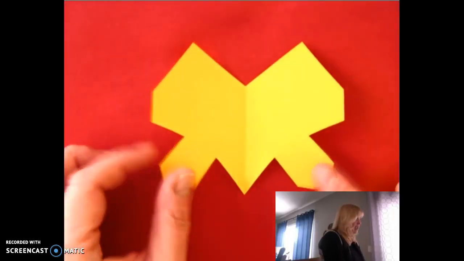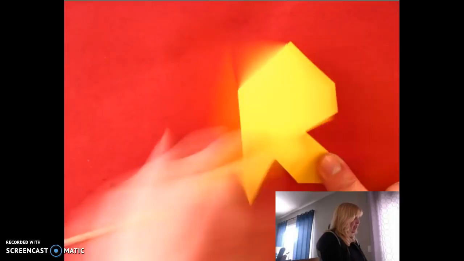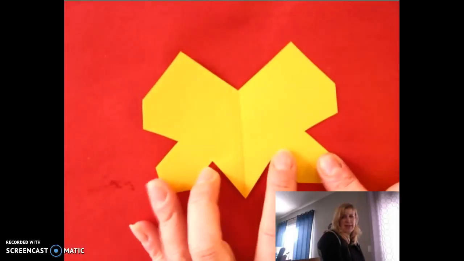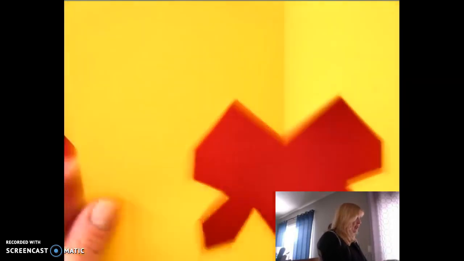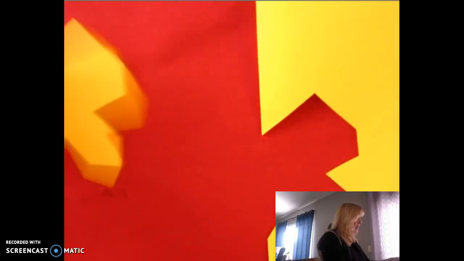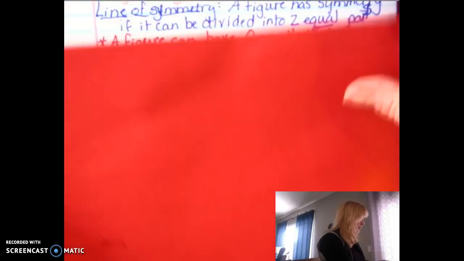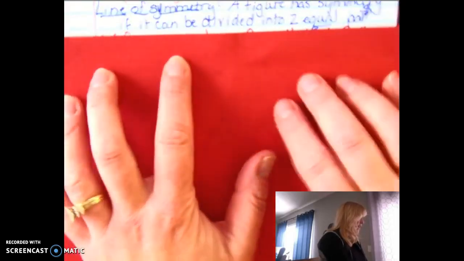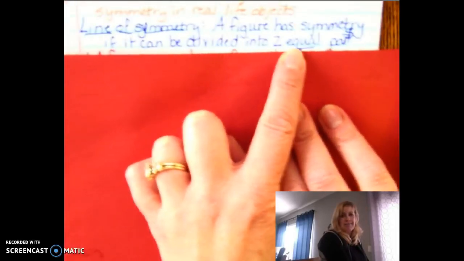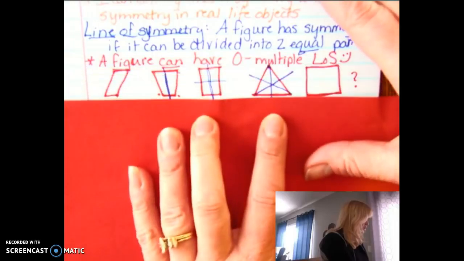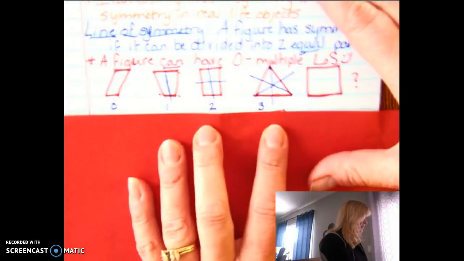kind of a cool little guy right here, you can see right here in the equal fold it has a line of symmetry, and I can also see that in my shape right here. You can see that line coming through. This is the line of symmetry that cuts an item so that both sides are exactly congruent. All right, so with that, the definition will make sense. A figure has symmetry if it can be divided into two equal parts. And in symmetry, you can have multiple lines of symmetry.